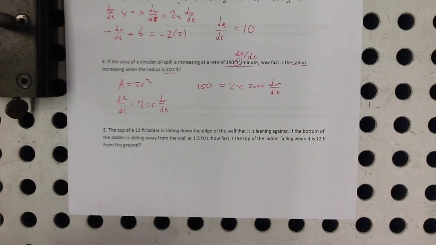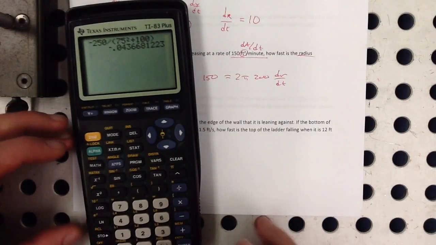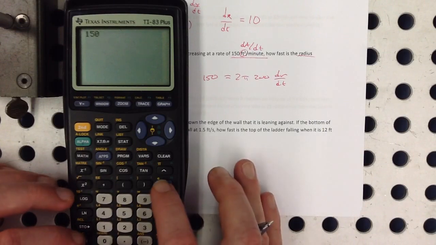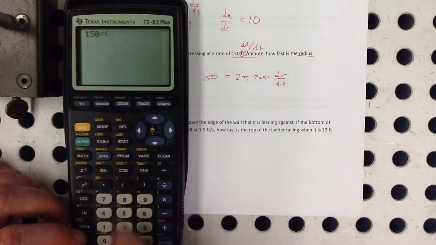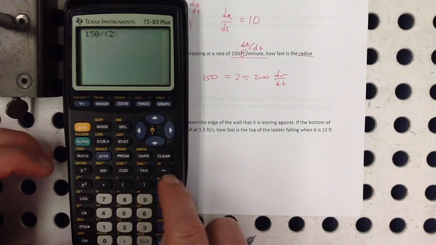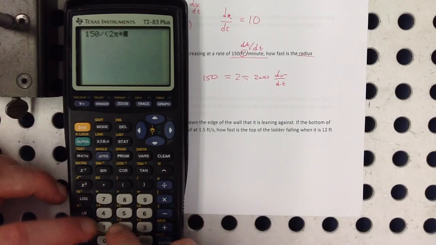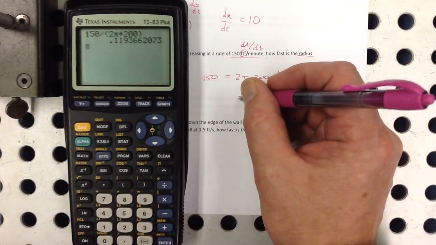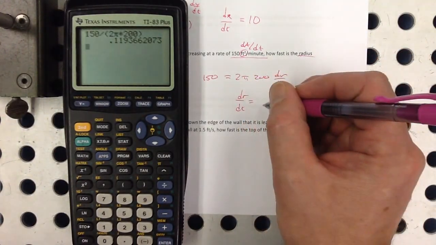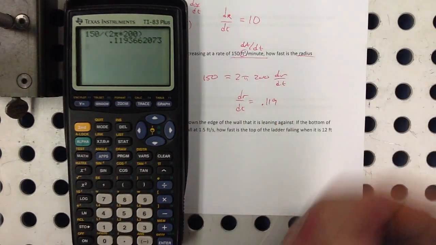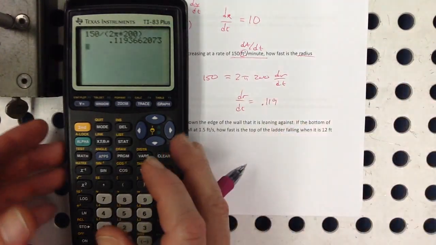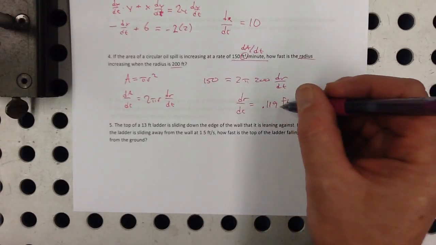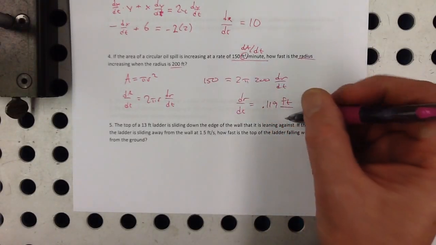So solving for dr/dt, being careful with parentheses in your calculator. I'm just going to put this here so you can see that. That's 150 divided by, and then parentheses here for all the stuff on the bottom, 2 times pi times 200. That's dr/dt equal to 0.119, 3 decimal places. What would the units be? Well, the radius is a linear measurement, which is feet in this problem, per unit of time, which in this problem is minutes.